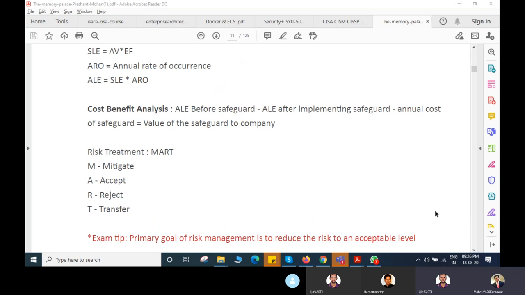Okay, transfer means that suppose you have taken insurance, my dear friends. Suppose you are working in a company and the laptops have a warranty of 1 year. If any physical damage happens after 1 year, you need to pay for it. So the company asks, can we transfer this particular risk? You can say, sir, yes, we can transfer the risk, but we have some additional cost for the same.